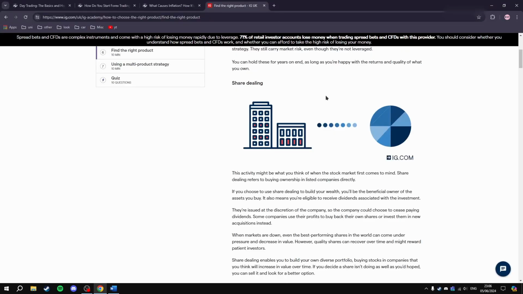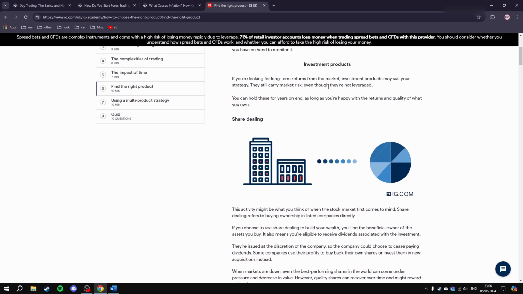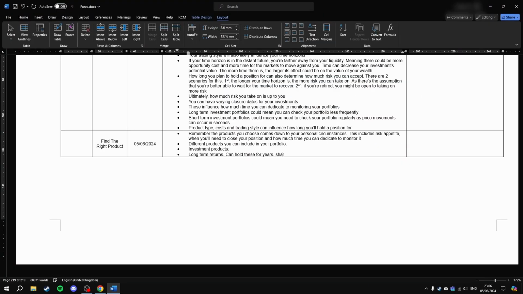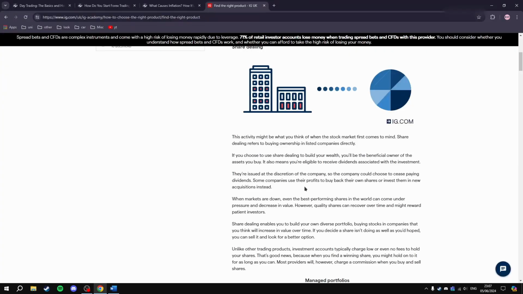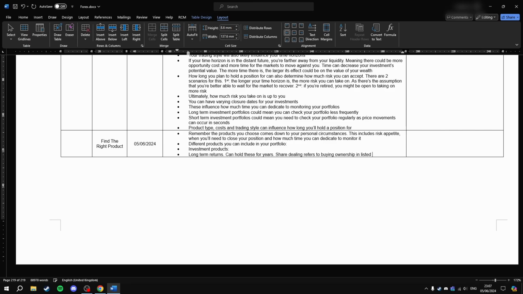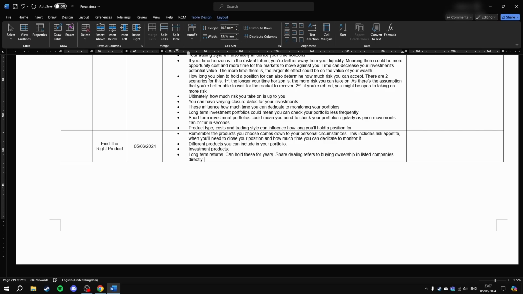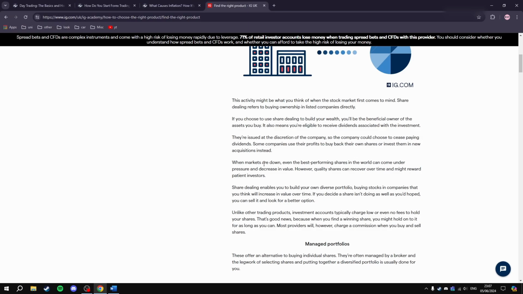Share dealing. This activity might be what you think of when the stock market first comes to mind. Share dealing refers to buying ownership in listed companies directly. If you choose to use share dealing to build your wealth, you'll be the beneficial owner of the assets you buy. It also means you're eligible to receive dividends associated with the investment.